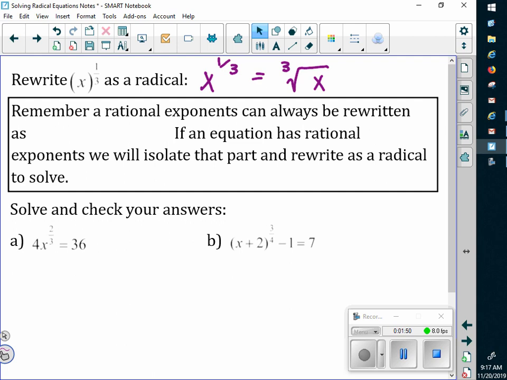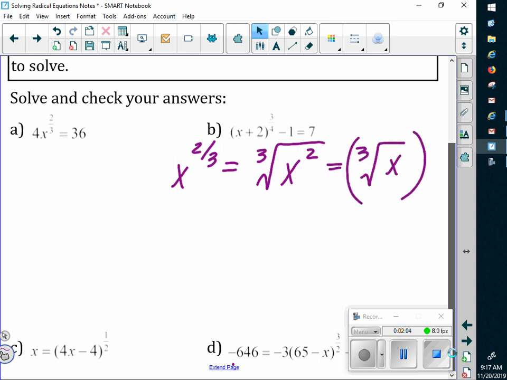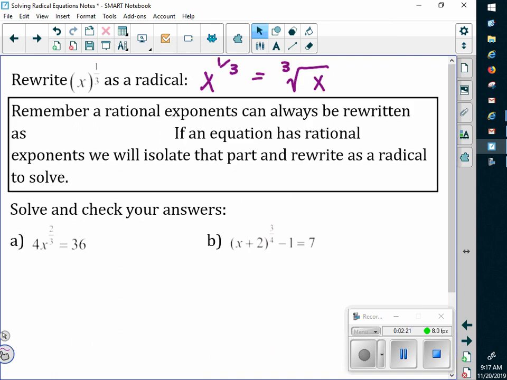If it was x to the 2/3, you could write that two ways. You could write it's the cube root of x squared, or you could write it's the cube root of x and then square that. Remember, the bottom is the root because roots of a plant grow into the ground, into the bottom, okay? And that's the address of the house. Remember, a rational exponent can always be rewritten as a radical.